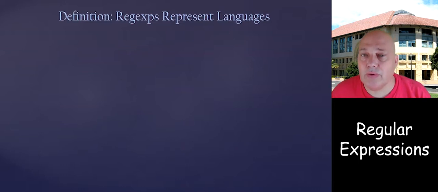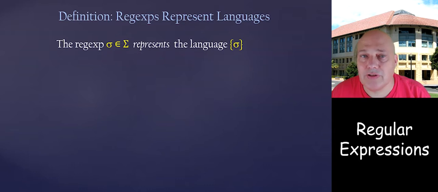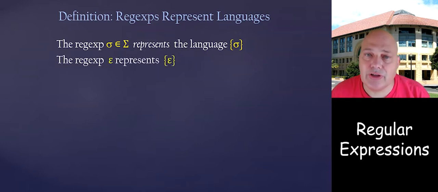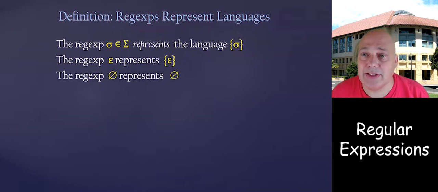So now we want to say, what are these regular expressions? How do they represent languages? And we'll do it recursively. So for the base case, the regular expression sigma represents a language that contains a single word, and this single word contains a single alphabet character, sigma. The regular expression epsilon represents the language that only contains epsilon, only contains the empty string. And the regular expression empty set represents the empty set.